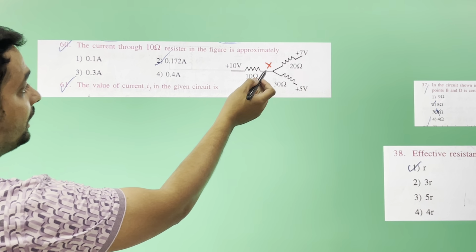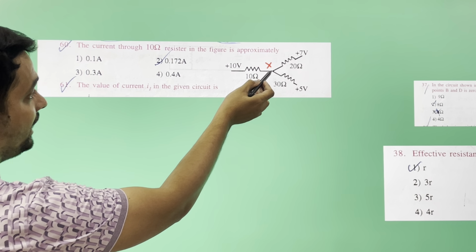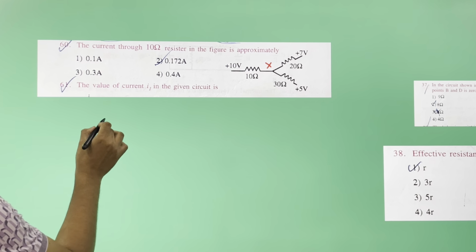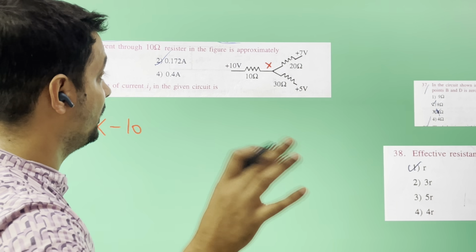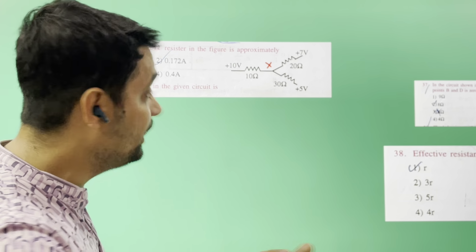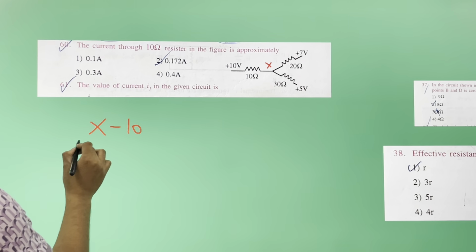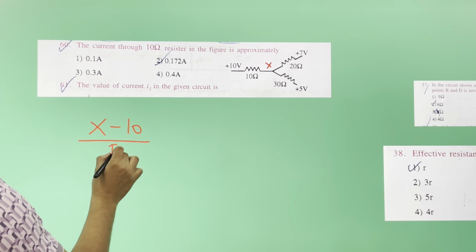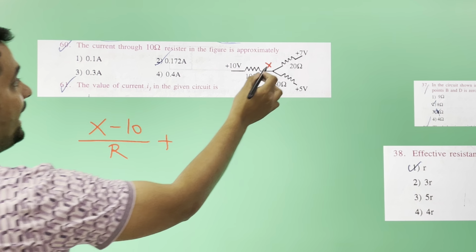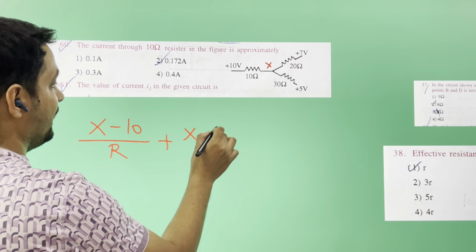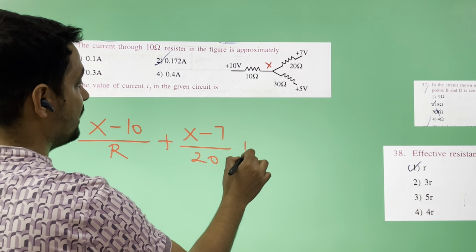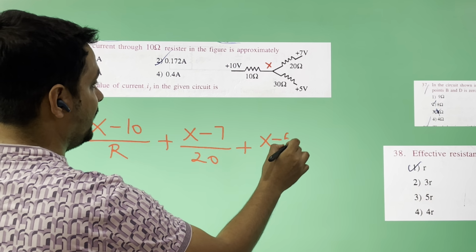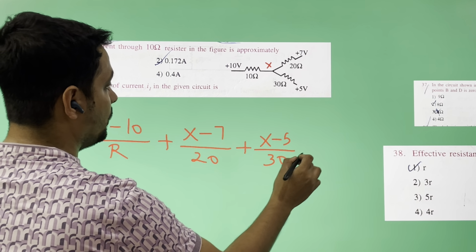So what will be the final answer? We will write the first equation: X minus 10, potential difference, because I equals V by R. V is the potential difference between the points where the current is flowing. So X minus 10 divided by the resistance R, I equals V by R, plus X minus 7 divided by 20 plus X minus 5 divided by 30 equals 0.